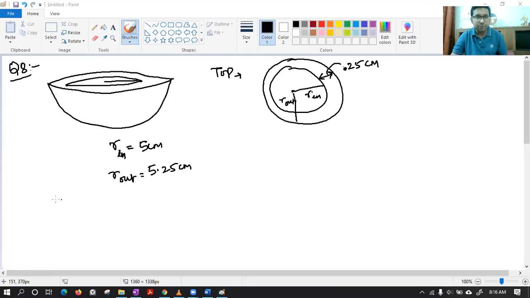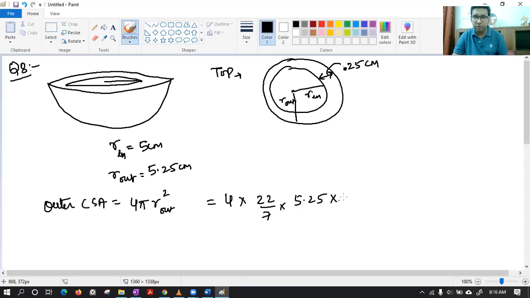You will get outer CSA will be given by 4 pi r out square. Now put the value. That is 5.25 into 5.25. You can remove the decimals if you want. Now see, can we divide 525 by 7?